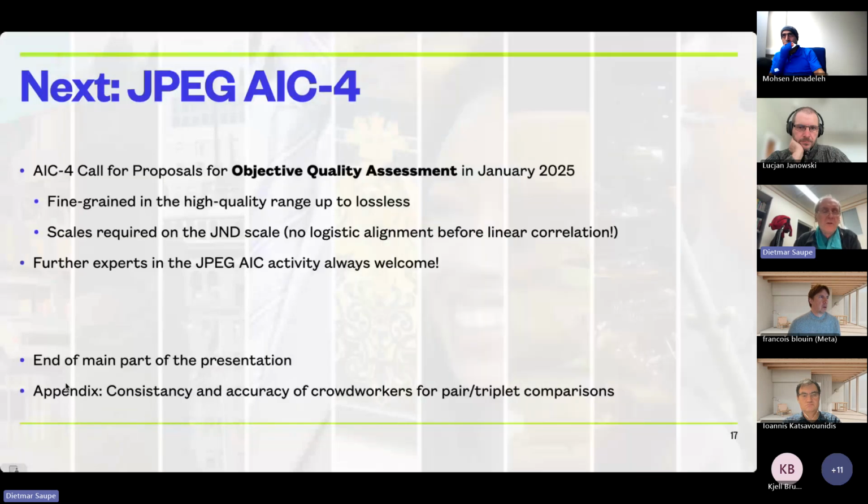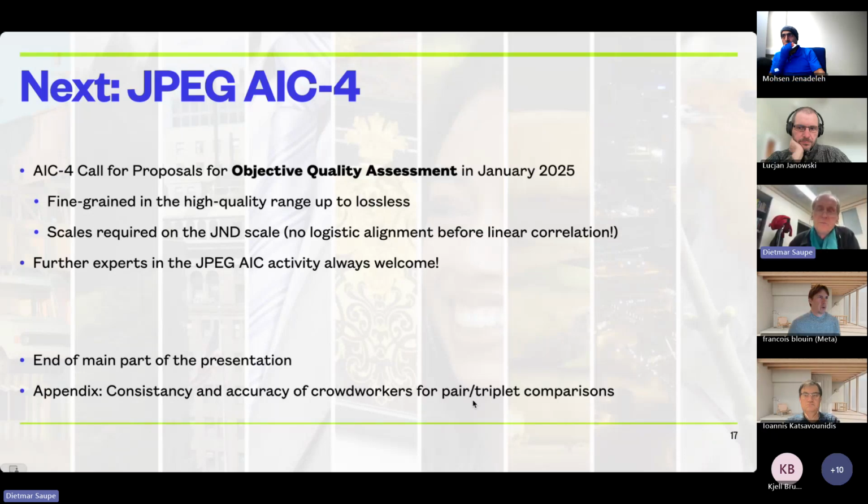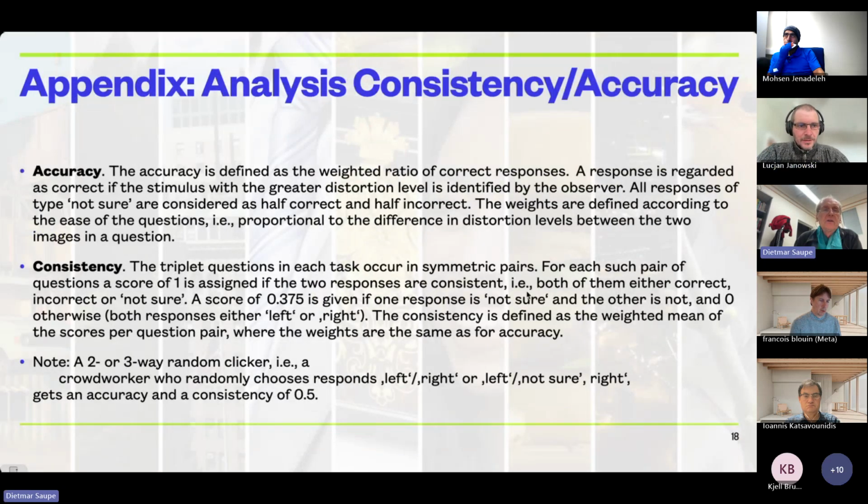There was a lot of discussion in the previous session about consistency and accuracy of crowd workers, and that was for ACR, absolute category ratings. And now we have a similar study here for pair comparisons. I don't hear any objections, so it's only 2 slides. Okay.